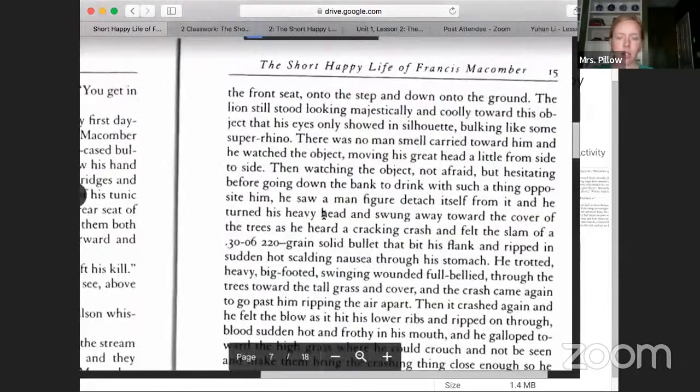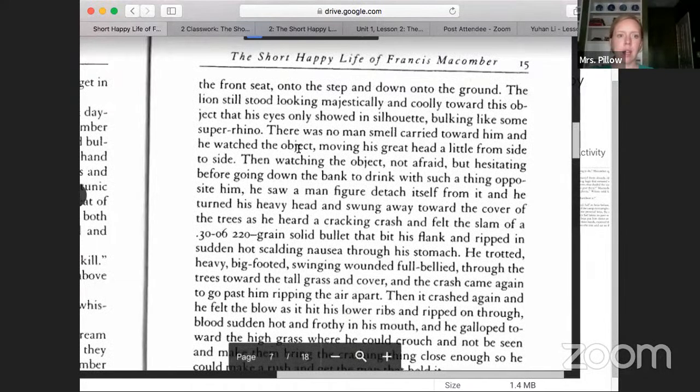The other thing, I totally agree with you. Did you see this line on the top of 15? The lion still stood looking majestically and coolly towards this object that his eyes only showed in silhouette. So he's looking at Francis majestically. That's a very positive adjective about the lion. And it almost makes Francis seem like, how do I want to word this? Francis is like the animal in this scene. Does that make sense?